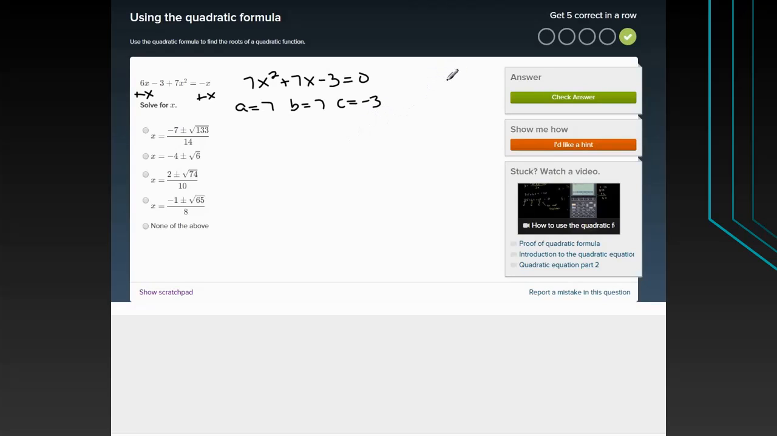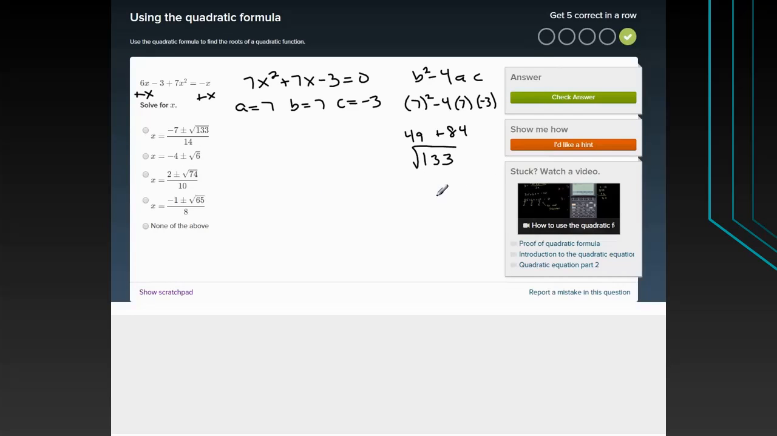So again, I'm going to do the discriminant first, which is the b squared minus 4ac. So I get 7 squared minus 4 times 7 times negative 3. 7 squared is 49. Negative 4 times 7 is negative 28. Negative 28 times negative 3 is 84. So I'm going to add 84. So 49 plus 84 is 133. So I have the square root of 133.